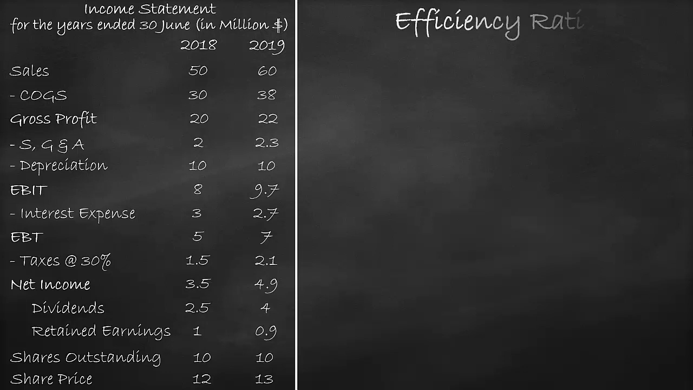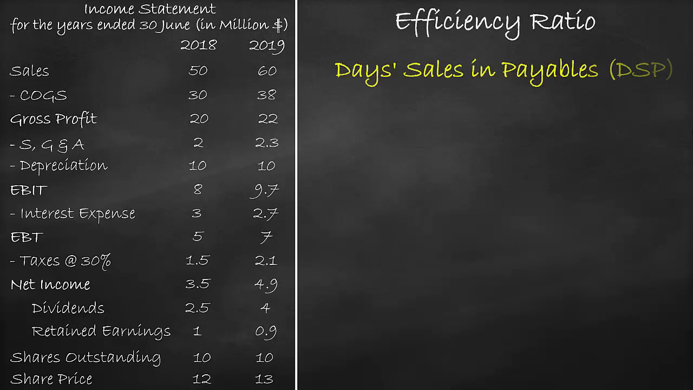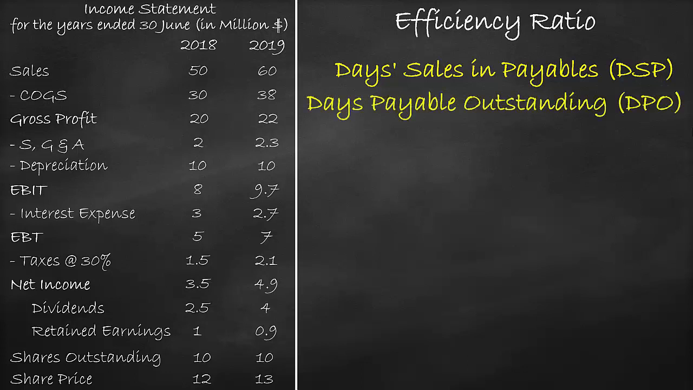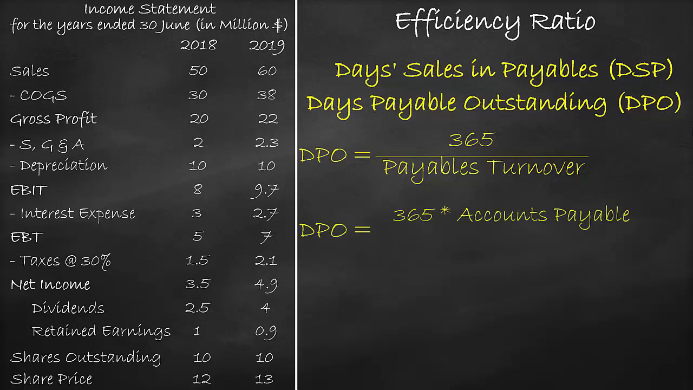An example of the efficiency ratio is the days payable outstanding ratio. The days payable outstanding formula is 365 divided by the payables turnover. We can substitute directly in this formula if we calculated the payables turnover ratio earlier. The payables turnover formula is the cost of goods sold divided by the accounts payable. Or we can rewrite the days payable outstanding formula as 365 times accounts payable divided by the cost of goods sold.